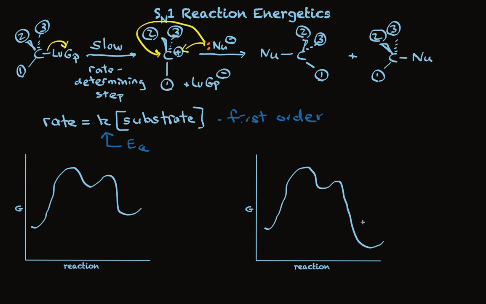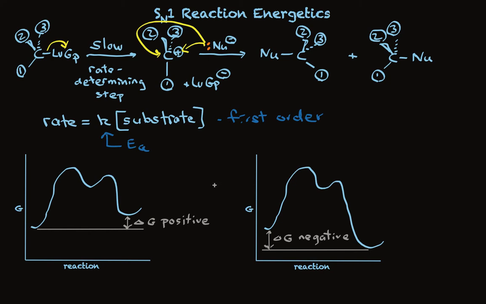And we can specifically identify that by indicating where the products end up in energy relative to the reactants. In this case, it's uphill, delta G is positive. In this case, it's downhill, delta G is negative. So in terms of the thermodynamics, this reaction may be either uphill or downhill. This may be favorable or unfavorable. The activation energies of the rate determining step speak to the rate of the reaction.